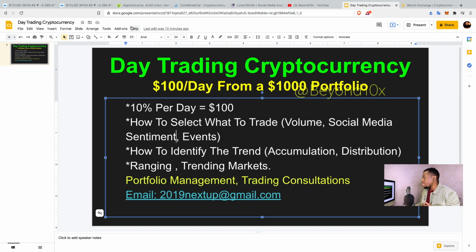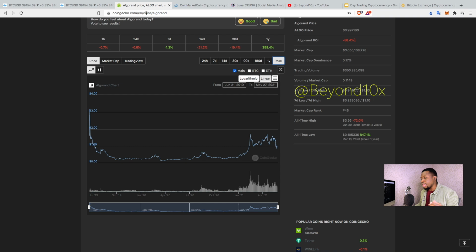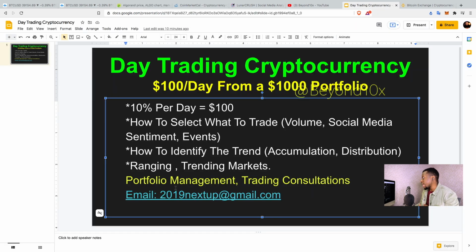So that is all about volume. Volume is one of those great indicators that you can use to identify what type of cryptocurrency to start trading.